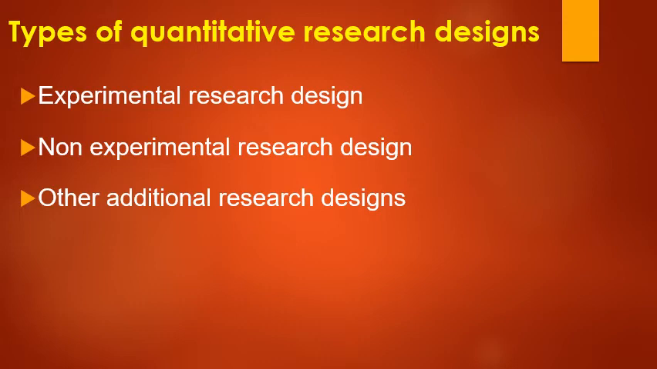The first one is quantitative research design. We have three different types of quantitative research designs. One is experimental, second is non-experimental, and third is other additional research designs. So under quantitative research design, we have experimental, non-experimental, and other additional research designs.